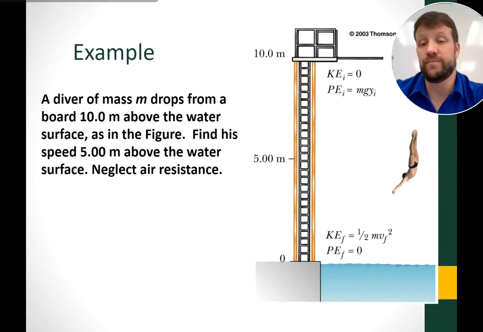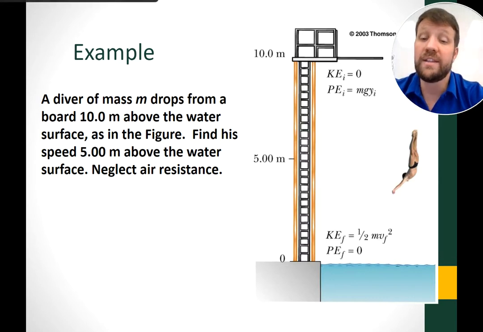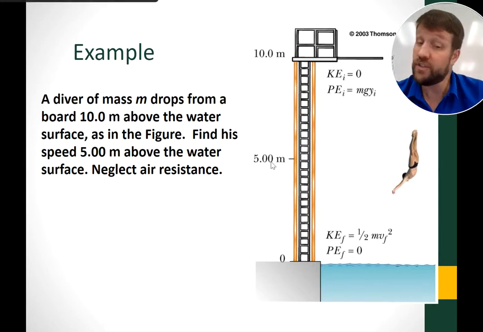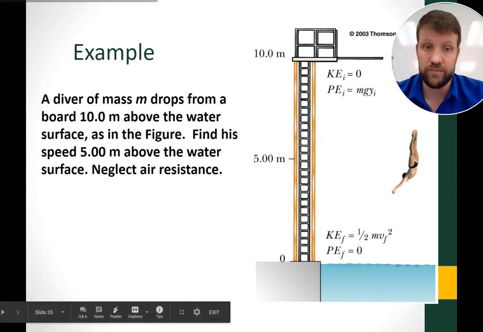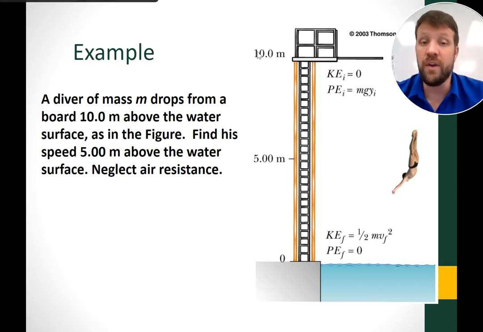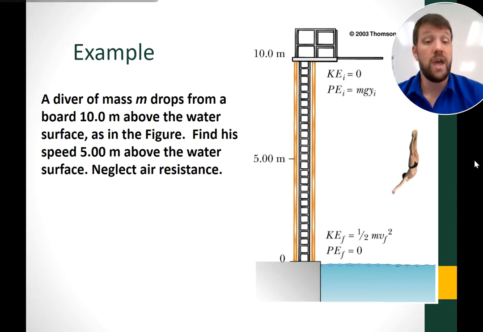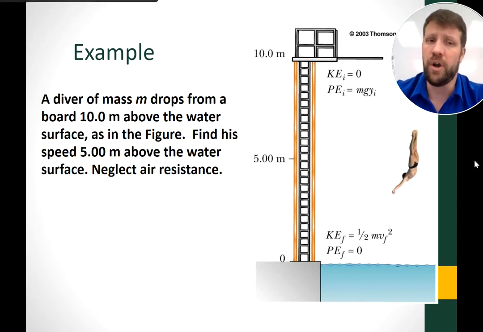An example here, we have a diver with some mass, m. They drop from a board that's 10 meters above the ground, and we want to find the speed at 5 meters, halfway down, all right? Their kinetic energy here being 0, and we know that it's a 10-meter high dive. Now, I think if we take a moment just to ponder this, the quickest response here is going to be, well, we don't have enough information to figure this out, right? That seems odd. But if you think about this real quick, we're in a free fall scenario, right?